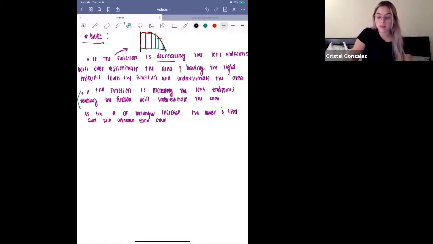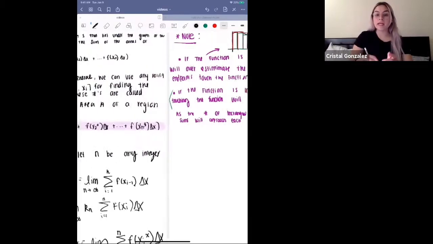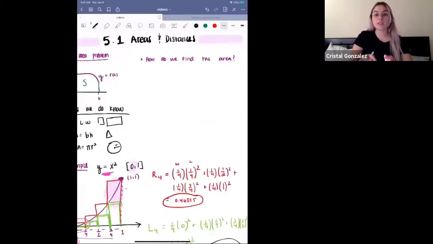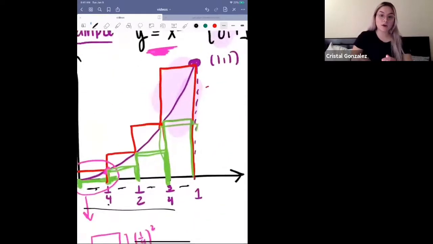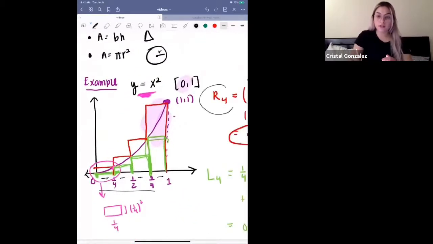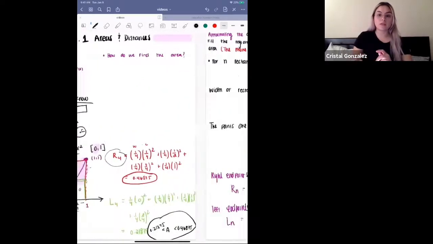So what I mean by increasing is that if we have something like this, like the first example we did, then the right endpoints in this case will overestimate and the left endpoints will underestimate, just like the example we did over here. So here's an increasing function, and our right endpoints here overestimated the function, as we see here, and our left endpoints underestimated the function here. I just drew the graph a little bit nicer than I did over here.